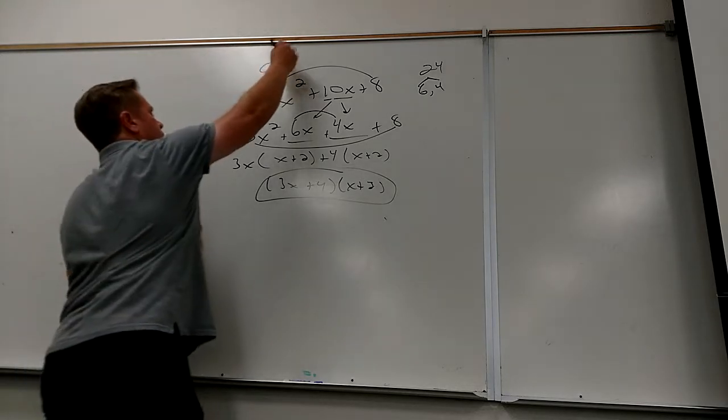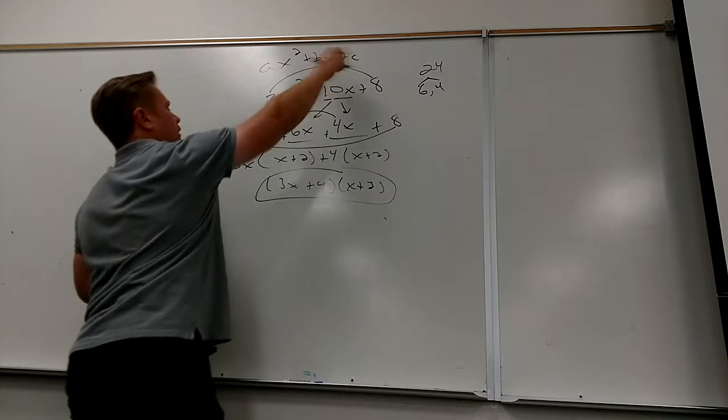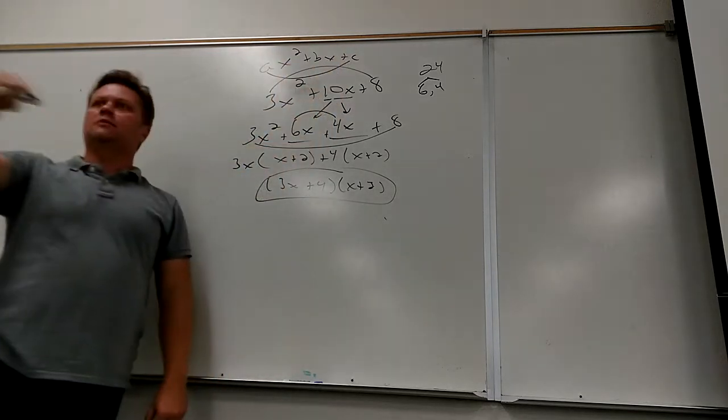Sometimes it's called the AC method, because this is what it looks like in general. And what do you start off with? You start off with A times C.